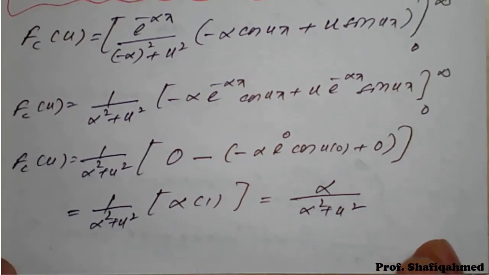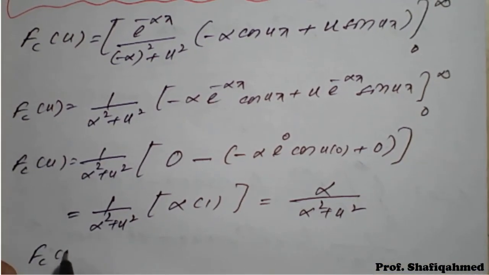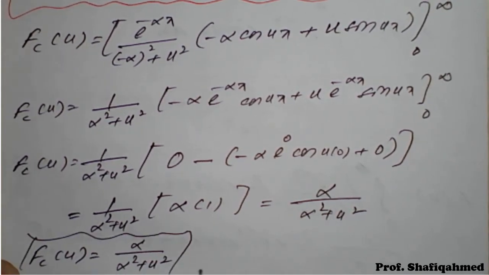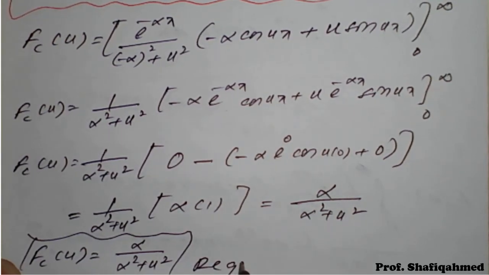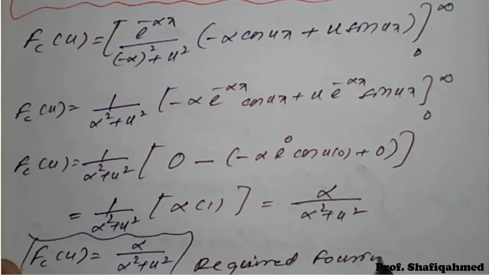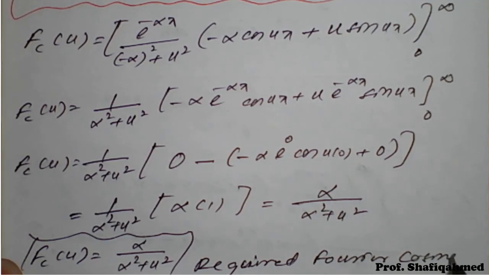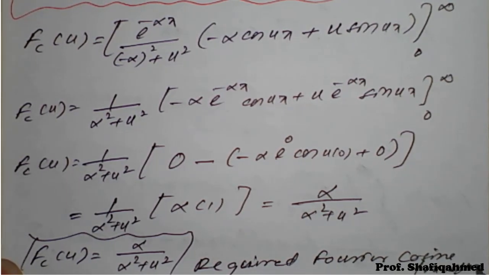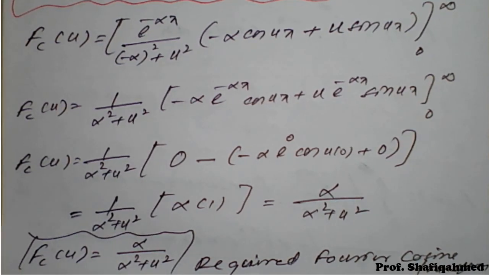Therefore fc of u is equal to alpha divided by alpha square plus u square, which is the required Fourier cosine transform. So in this way we need to simplify the problems based on sine and cosine transforms.